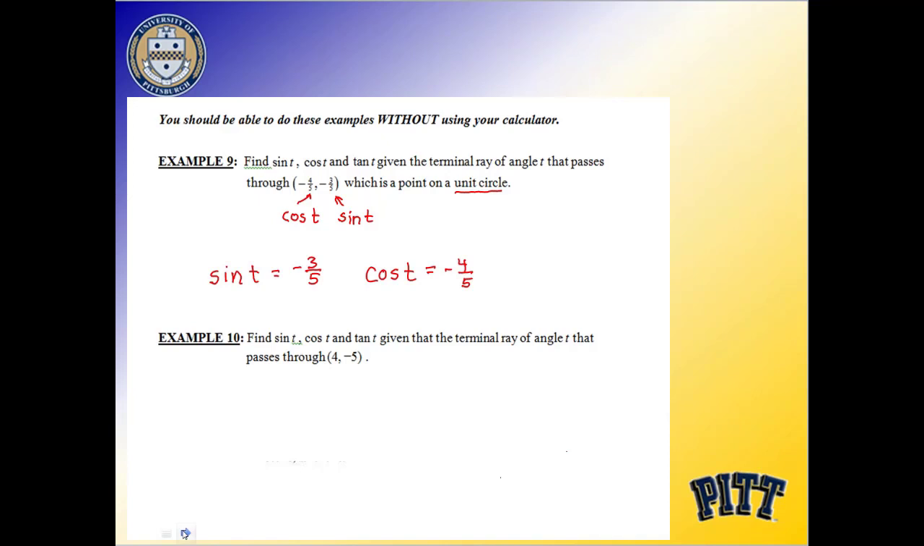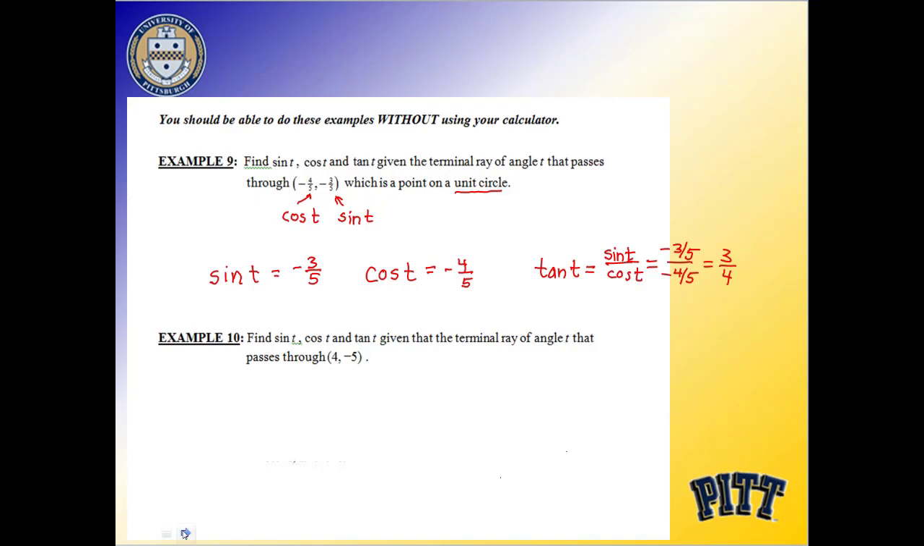As far as the tangent goes, well, the tangent of t, I can look at it as either being the sine over the cosine, or the y over the x coordinate. So in either case, I'm going to be doing negative 3 fifths over negative 4 fifths, which when I do all the simplification, negatives would cancel, the denominators of 5 would cancel. I'm left with 3 fourths. So that one's pretty easy if you're paying attention to what's going on in the problem.